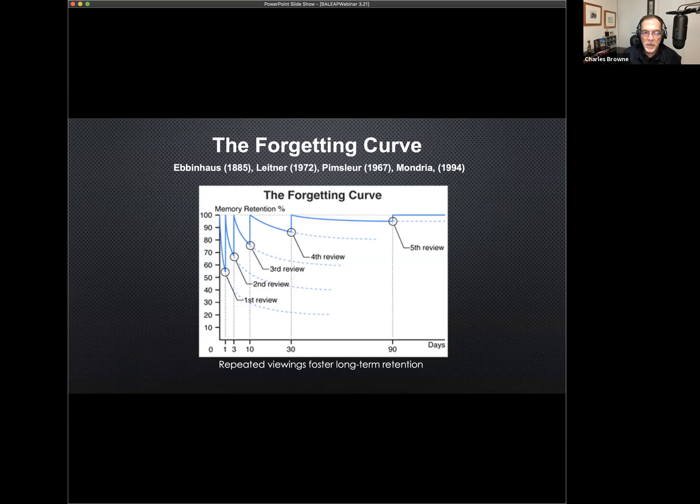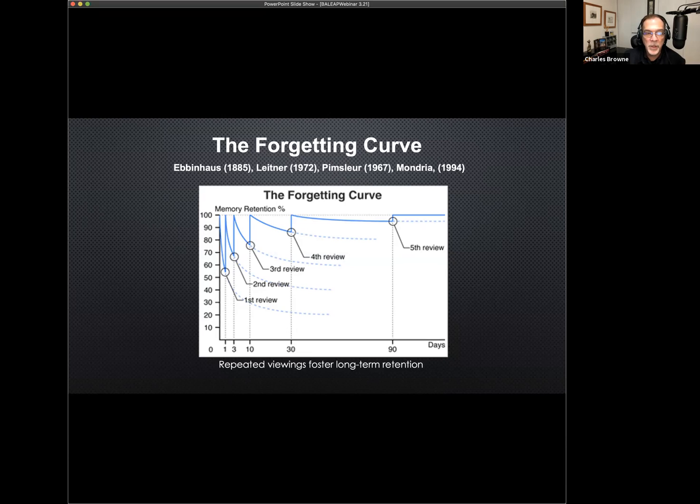And there's been a lot of research over the years going back pre-1900s. Ebbinghaus first identified what's called the forgetting curve, but in the 1960s, the Pimsleur method was developed. Leitner systems in the 70s. I became aware of this when I was a graduate student reading an article by Mondria. And what all of these people identified is that if you study something only once, you tend to forget it very quickly.